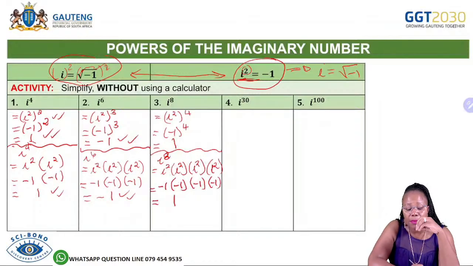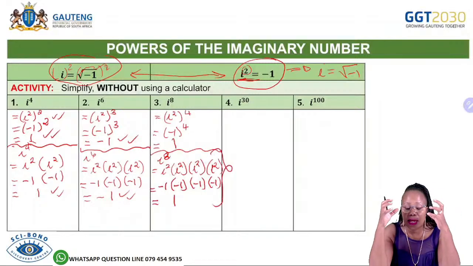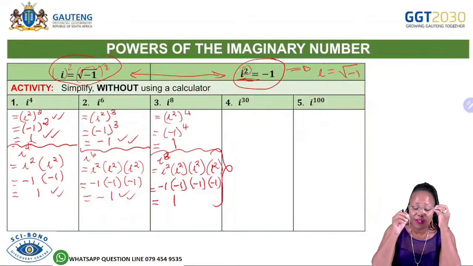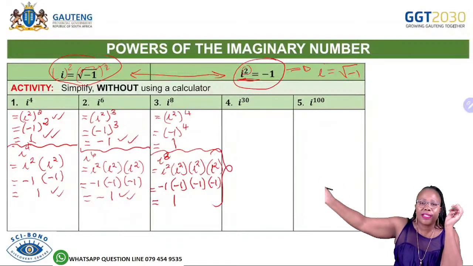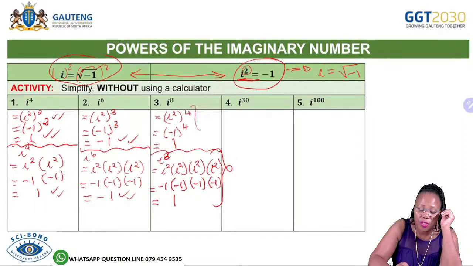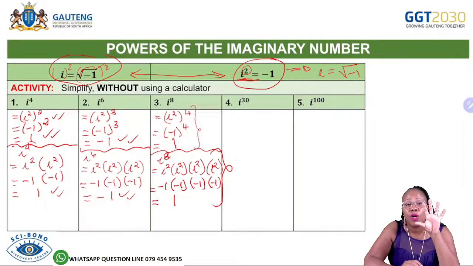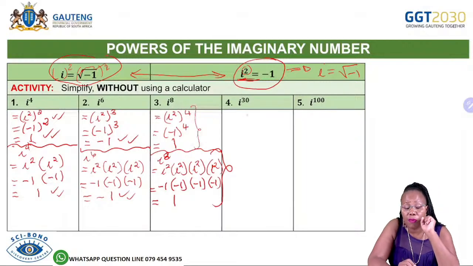But the second method is difficult to apply in the case where we are having a bigger exponent. Like i to the power 200, it will be very difficult to write i squared until you have the ones that add up to 200. So now we encourage you to use this one because it's applicable to any power. It doesn't matter how big the exponent is. Okay, right. And then let's look at number 4 now.